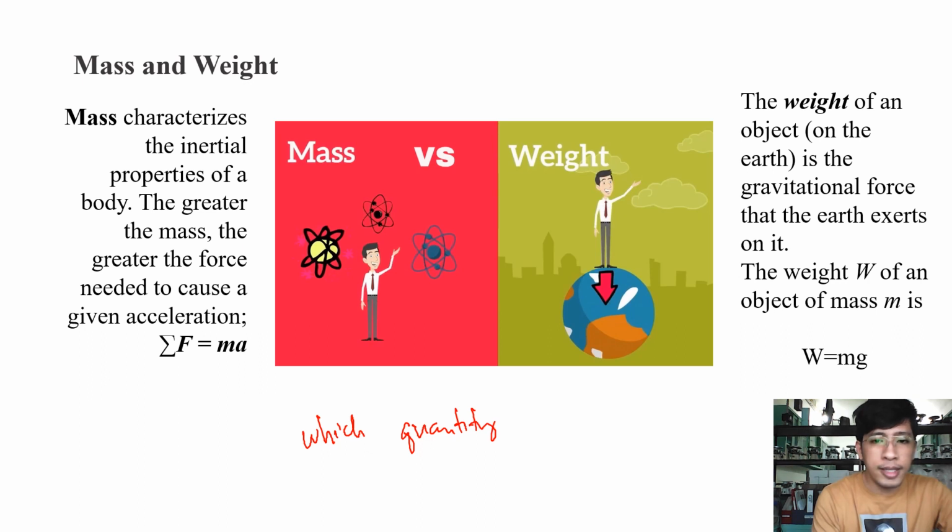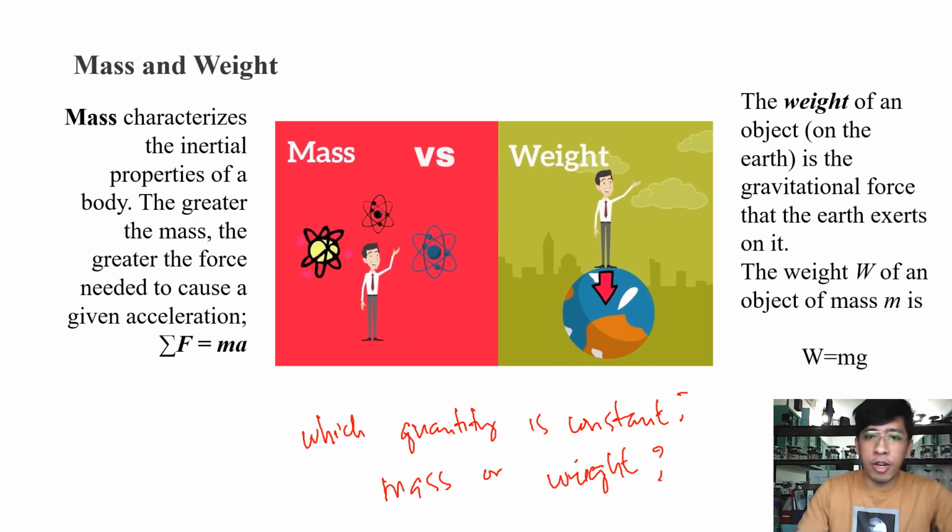So which quantity is constant? Is it the mass or the weight? Let's say, for example, you go to Mars, or we go to Jupiter, or we go to the moon. What is your mass on the moon? Let's say you have a mass of 50 kilograms. So what is your mass on the moon?